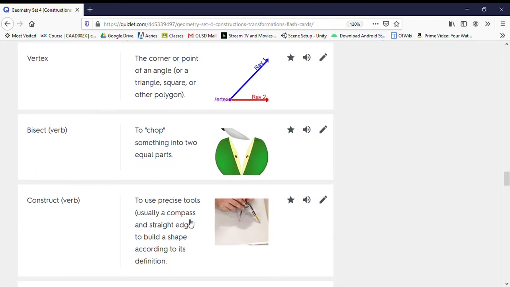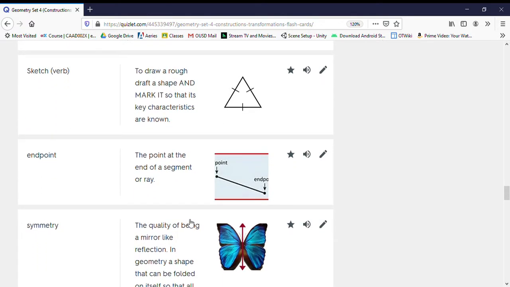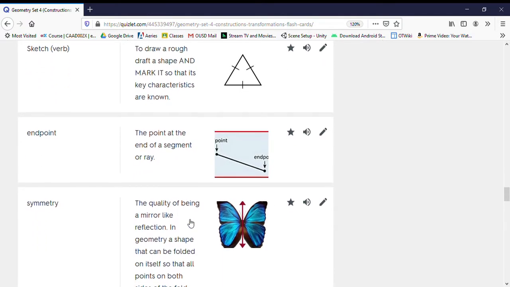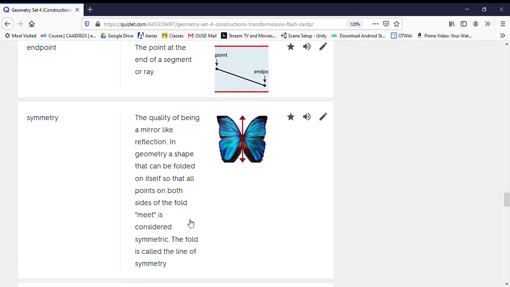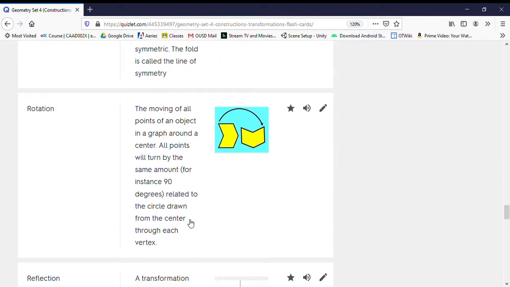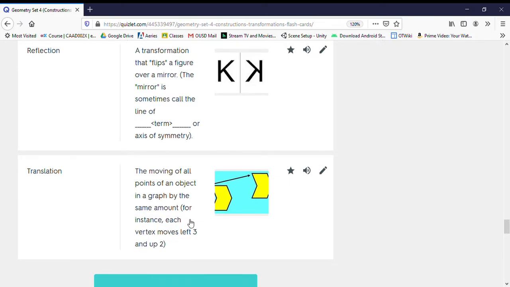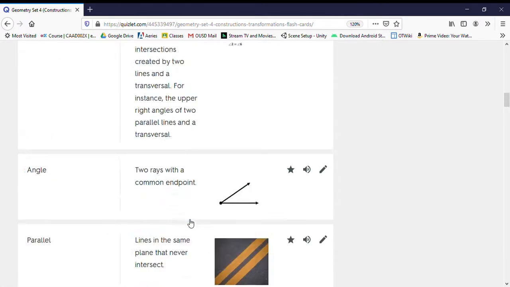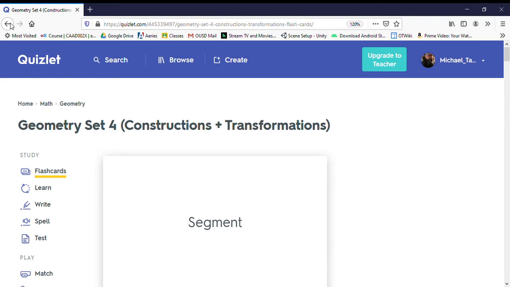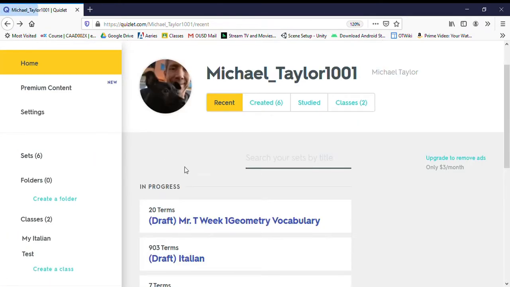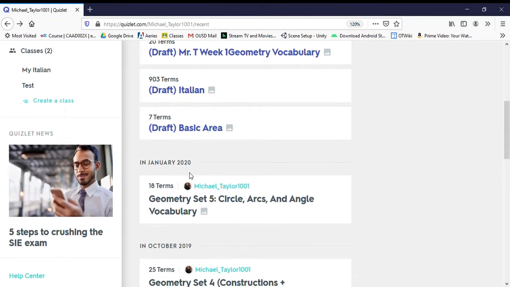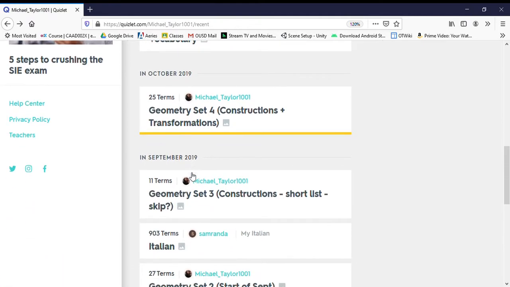Vertex, bisect, construct. Sketch, endpoint, symmetry. Right there, that's the whole thing for symmetry. Rotation, reflection, translation, and then we're at the end. Okay, let me go back to my beginning point, and I think we got one more, and then I might go back through the first list again.